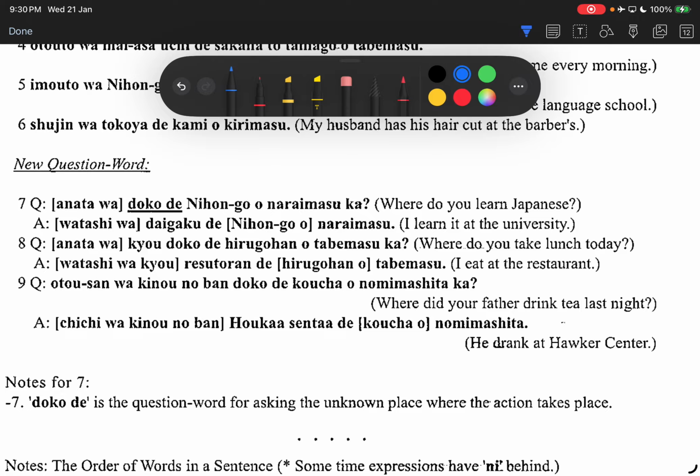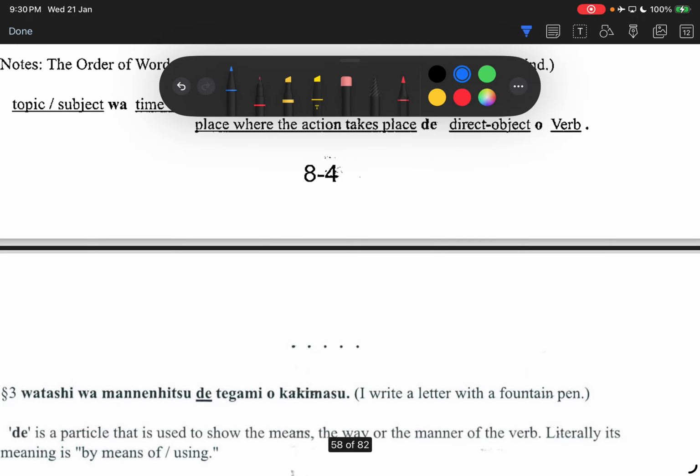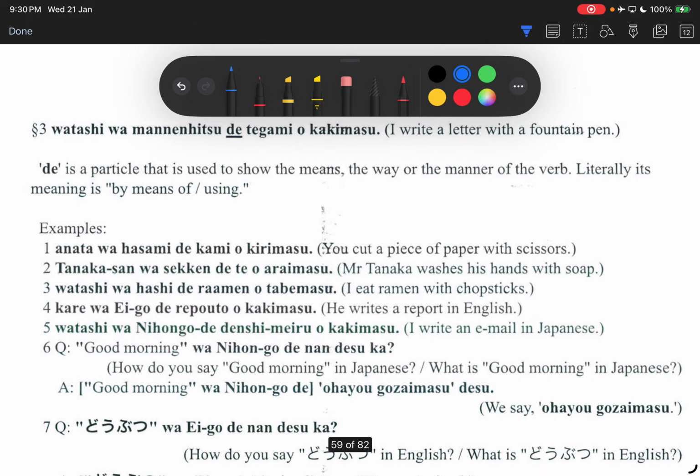Okay? Notes for 7, this one I will talk about in another day. Number 3, next page.